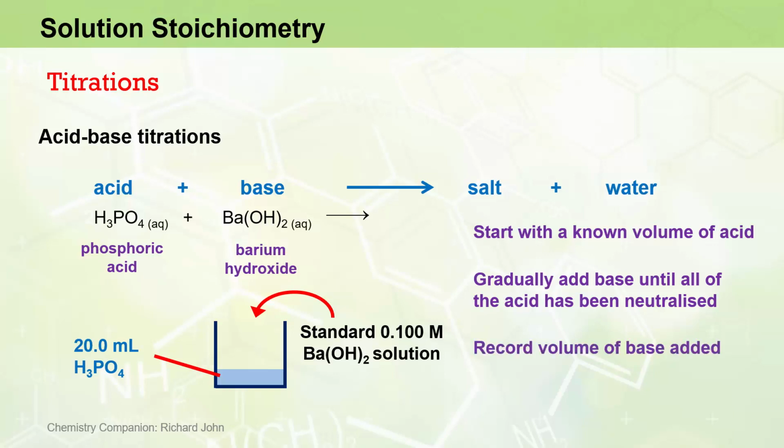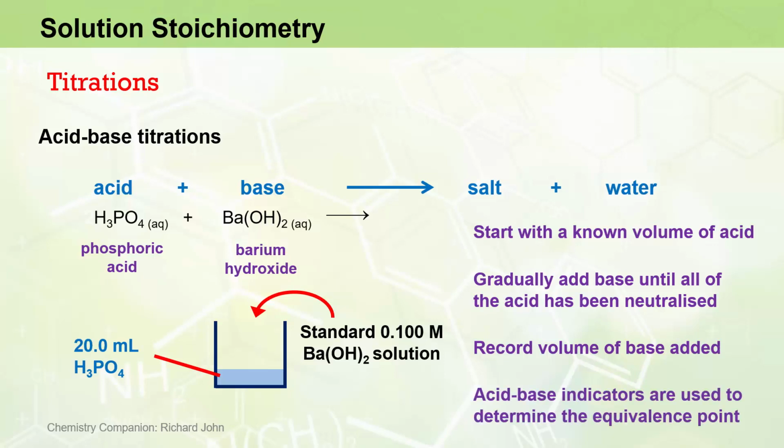The next thing we do is record the volume of the base we need to add until we get to the neutralization point. In acid-base titrations, the neutralization point, or the equivalence point, is determined by the use of an acid-base indicator, where the solution will undergo a noticeable colour change at the equivalence point.